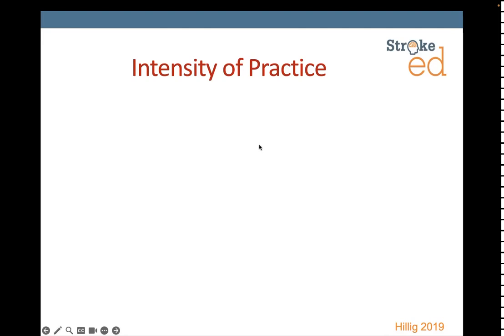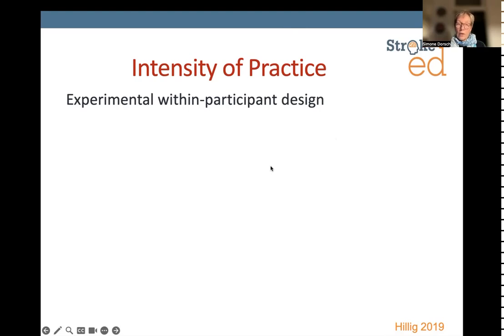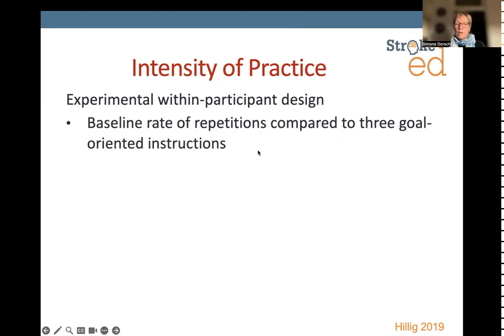This is a study that has been published, also done by myself and some honours students. And this study is an experimental within-participant design. In this study, we were working with stroke survivors again, with 24 stroke survivors. What we did is we followed them across 3 days and gave them 3 different types of instructions to see what effect that had on their intensity of practice, measured as repetitions per minute again.